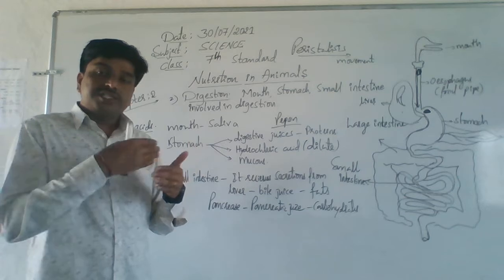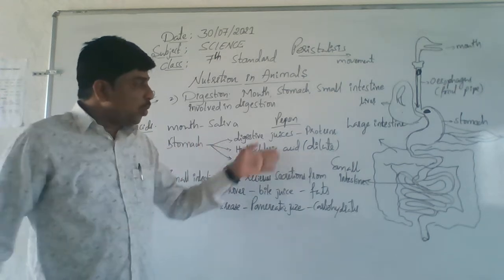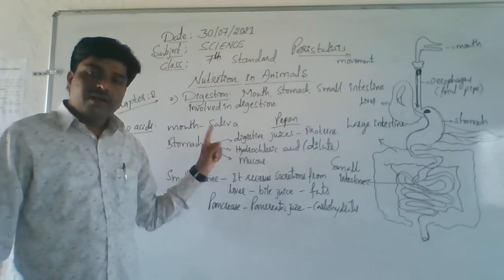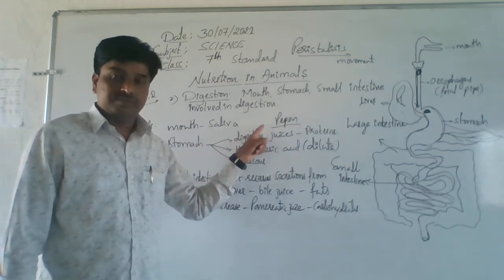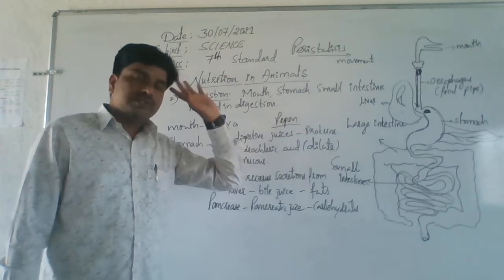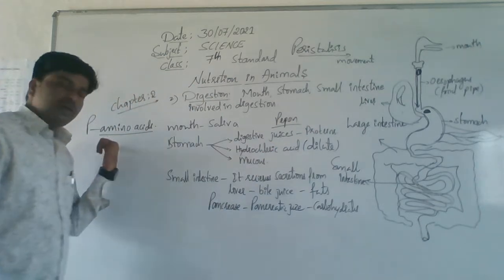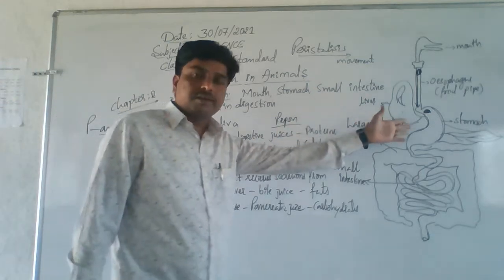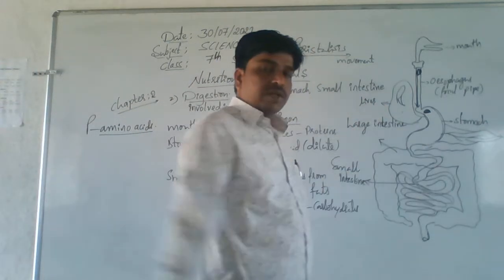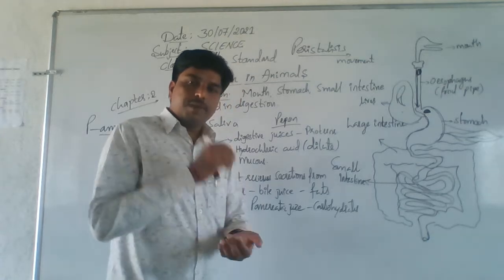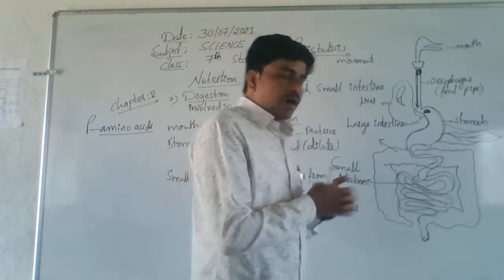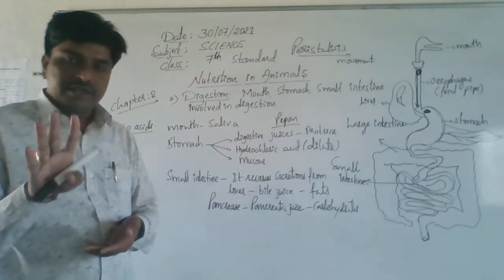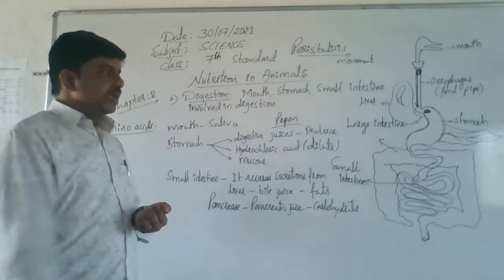Totally, in the stomach, partial digestion takes place, not complete. Why? Because only proteins get digested in the stomach by the help of digestive juice like pepsin. So this pepsin breaks down the proteins into what? Amino acids. Clear? Hence we say in the stomach, the U-shaped muscular organ present in the upper abdomen, only partial digestion of food takes place. Okay. So that's it, students.